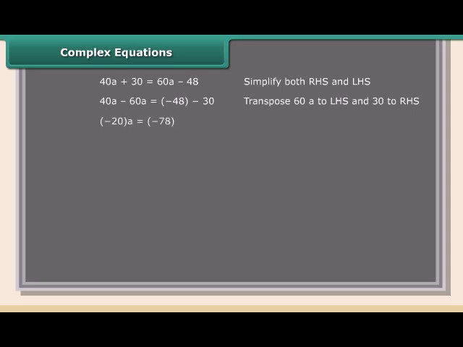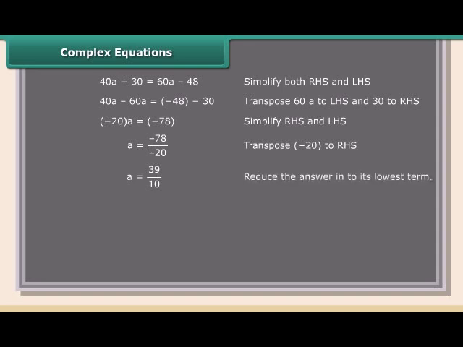Minus 20a is equal to minus 78. Simplify RHS and LHS. A is equal to minus 78 upon minus 20. Transpose minus 20 to RHS. A is equal to 39 upon 10. Reduce the answer into its lowest term.